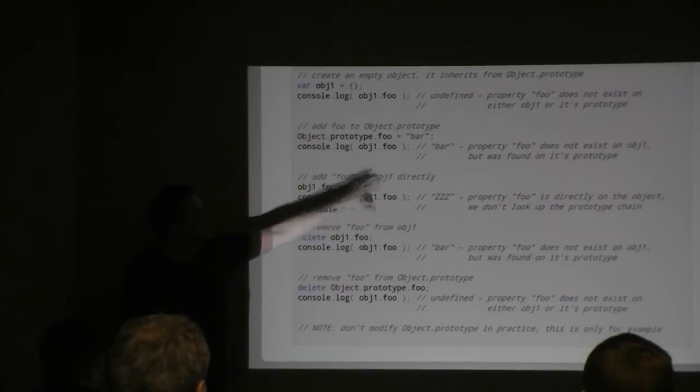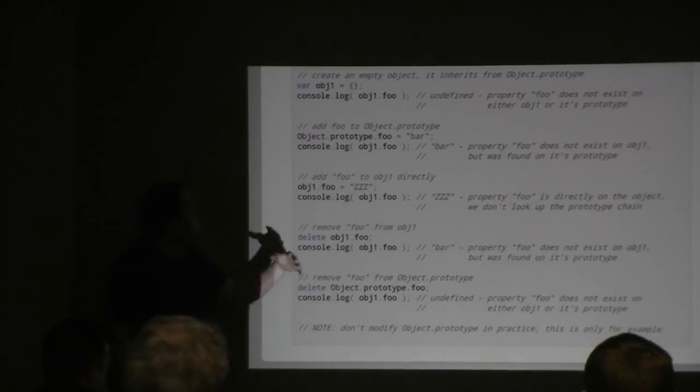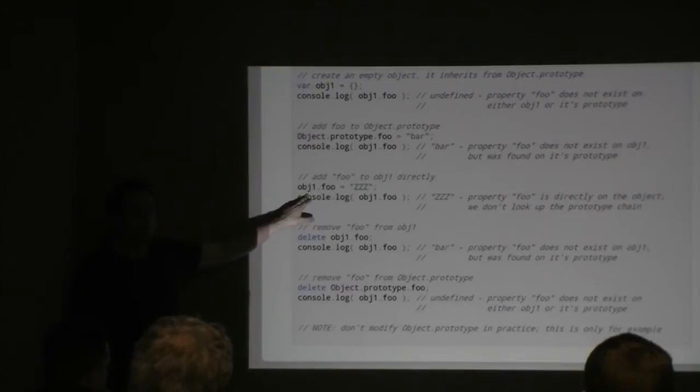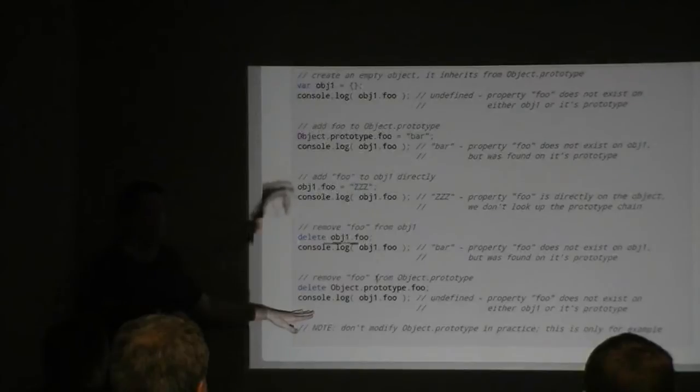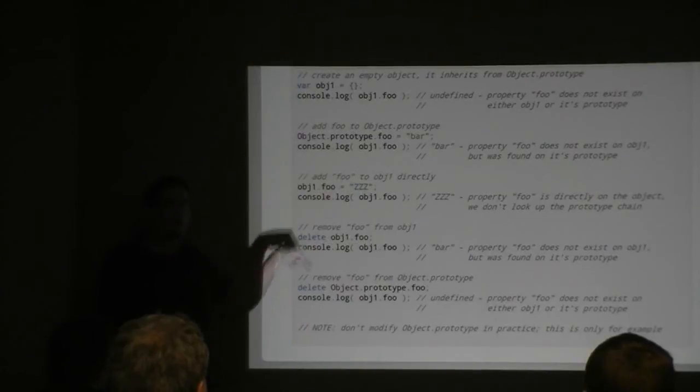Now when we print this, the same line up here, we get bar. It didn't exist in the object, but was found in the prototype. Now let's give object1 a foo directly, make it z. Now when we print this, it gives z. It found it on the object, and it doesn't look at the object's prototype because it found it there. If we remove foo from the object, we go back to the prototype. And if we remove foo from the object's prototype, we go back to undefined.